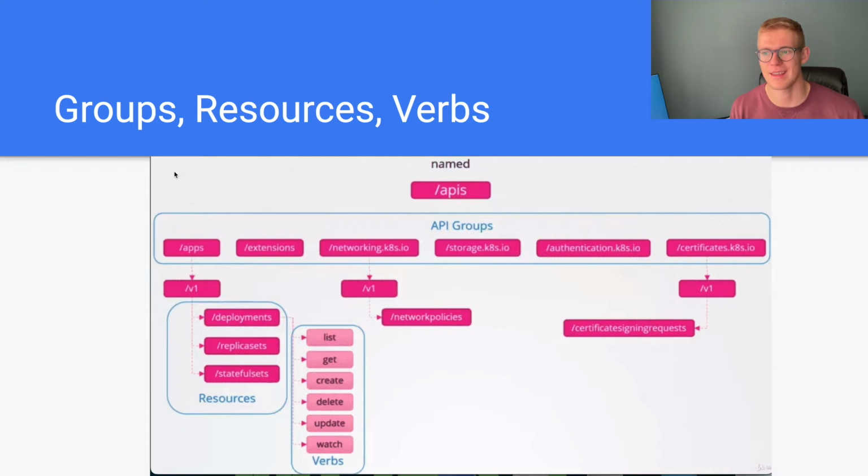However, in /apis, this is where more recent and more advanced resources were developed and placed in terms of the API. So with /apis, all of our different resources are grouped. So we have apps, extensions, networking, and so on. And under those groups, we have deployments, replica sets, stateful sets, different types of resources that belong to the group. And for each of the resources, there are different verbs. And these verbs are simply the actions that we can perform on the resources.